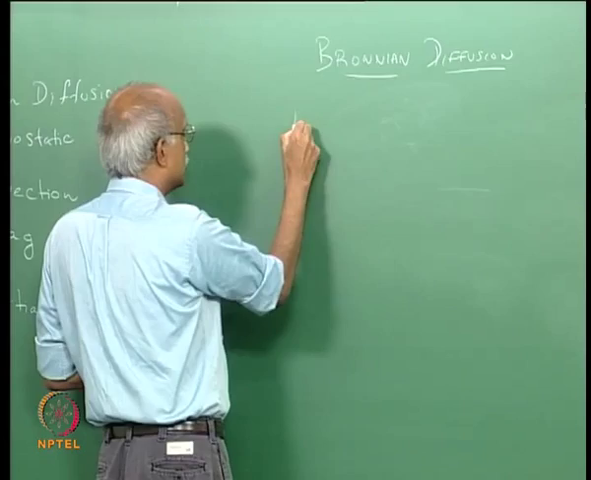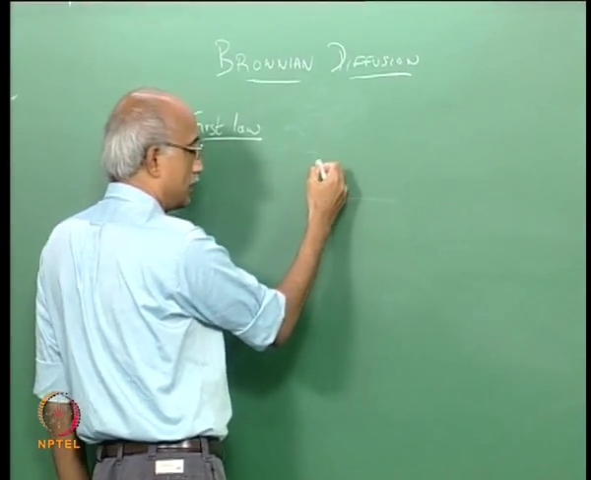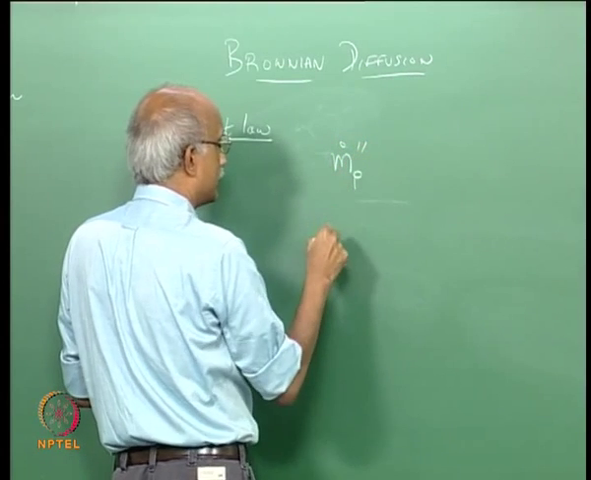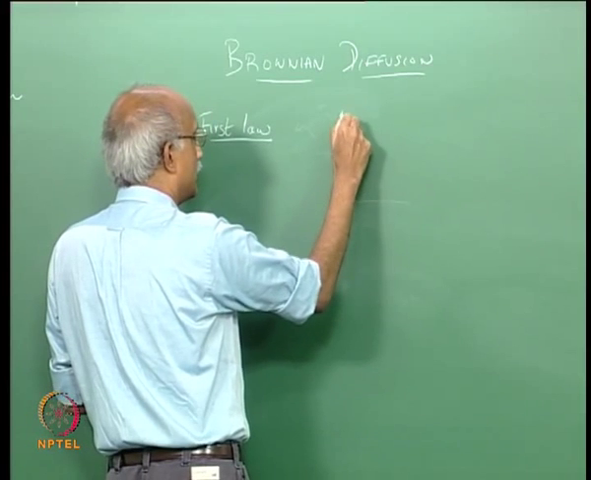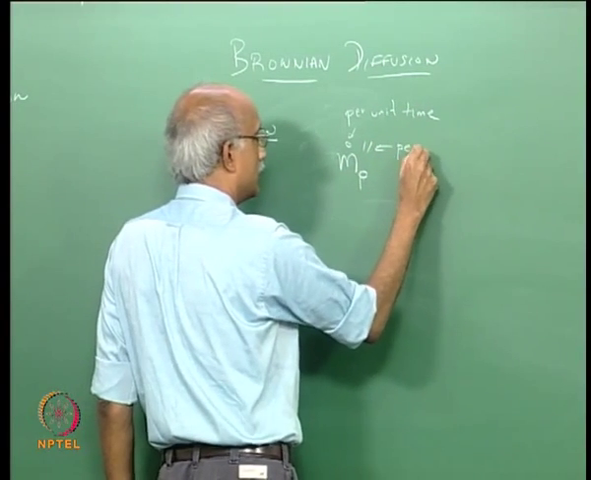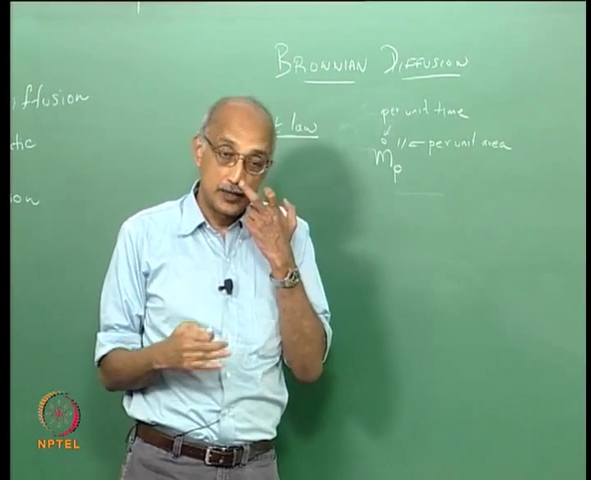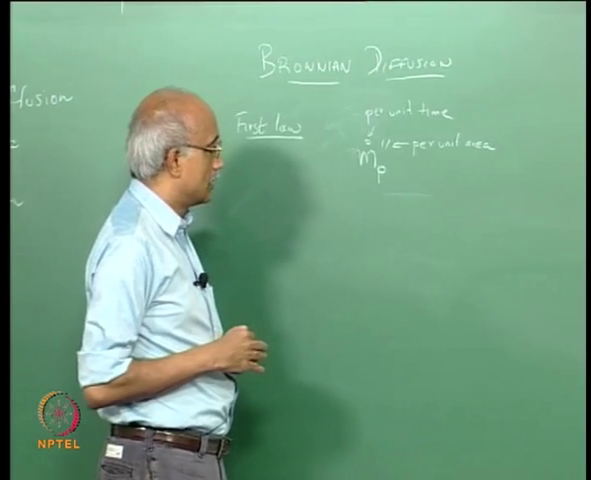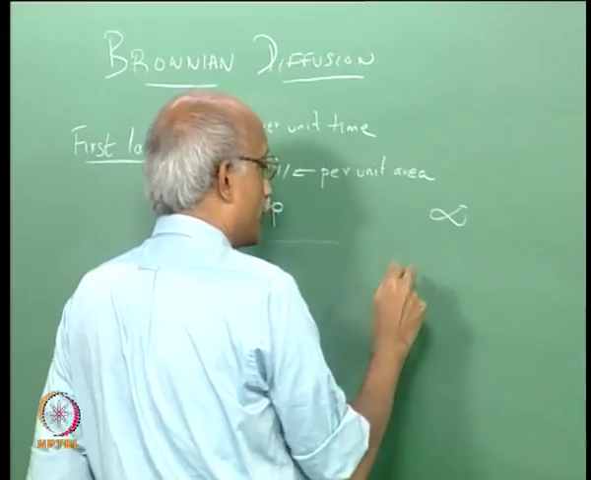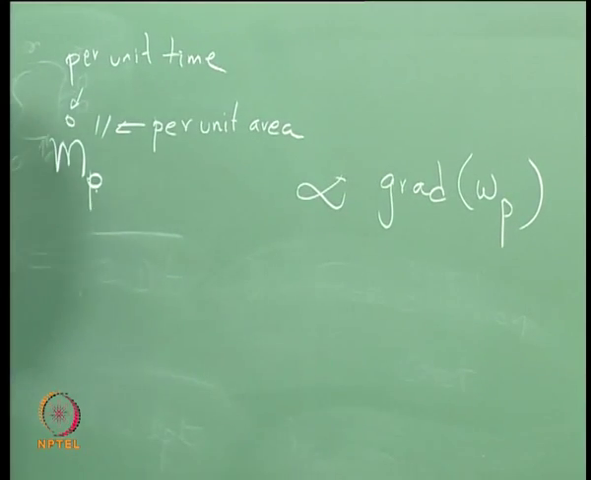So similarly for particles also there is a first law of diffusion, which basically says that if you look at the particle flux, the transport flux due to diffusion, let's call that mp dot double prime, where p represents the particle, the dot represents per unit time, and the double prime represents per unit area. So mp dot double prime represents mass of particles transported per unit time per unit area, which is the definition of mass flux, right? Fick's law as extended to particles would say that this is proportional to the gradient in omega p, where omega p is the mass fraction of the particle, right?